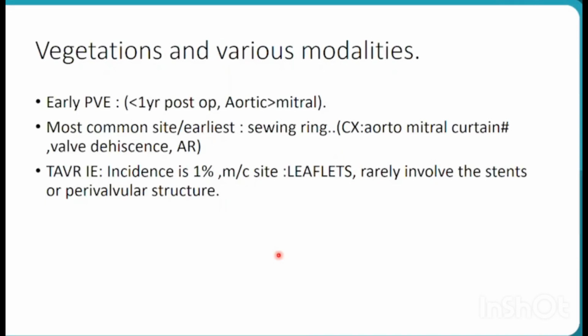However, in TAVI it is somewhat different. Incidence is 1%, and the leaflets are the first to be involved. Rarely it involves the stents or the perivalvular structures, according to the data available as of now. Once the sewing ring is involved, it can involve the aortomitral curtain, and it can cause valve dehiscence or AR.